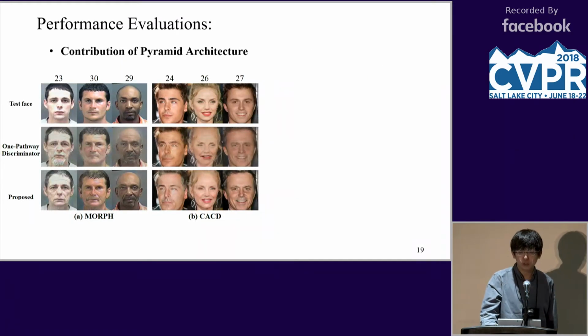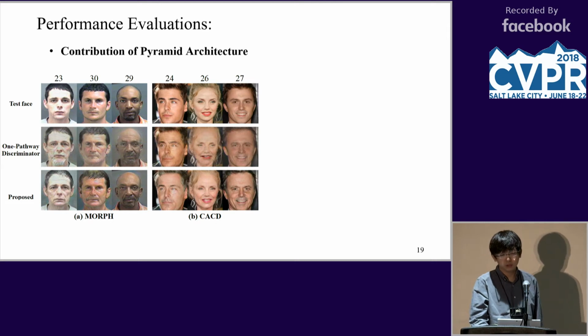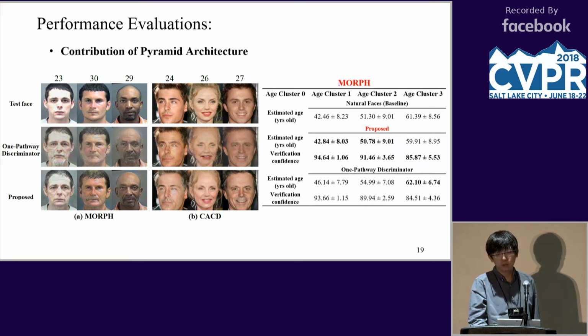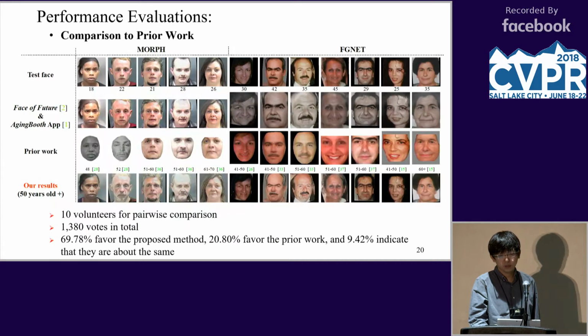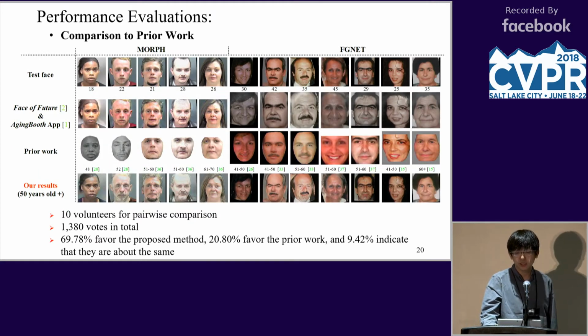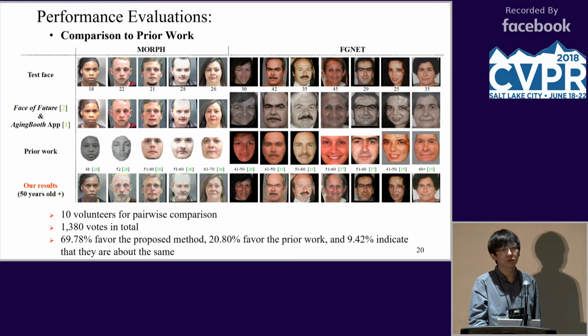We also compare the results of the one pathway structure and the pyramid architecture to validate its contribution. Here are the results on MORPH. The proposed method outperforms the single pathway in both subjective and objective evaluations. The case is similar on the CACD database. Finally, we compare our results to the state of the art by crowdsourcing. 10 volunteers are invited for pairwise comparison. 1,380 votes are made in total, and around 70% favor the proposed method.